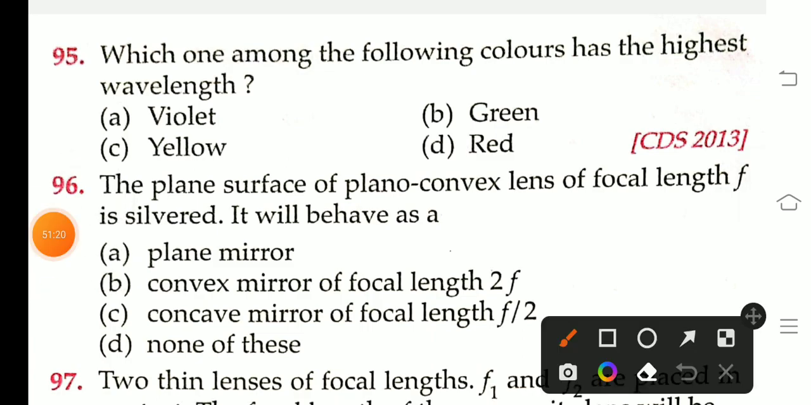Next, which one among the following colors has the highest wavelength? Right answer will be option D. Red.